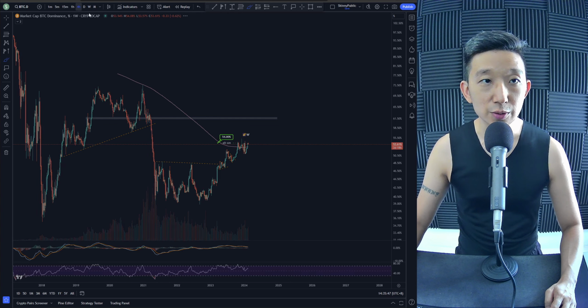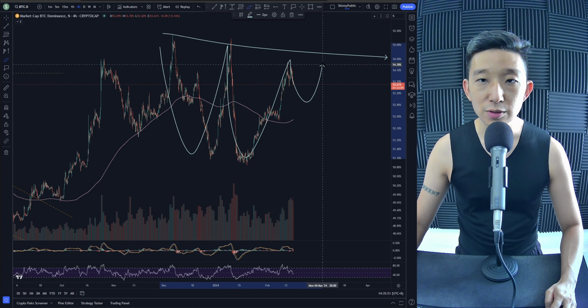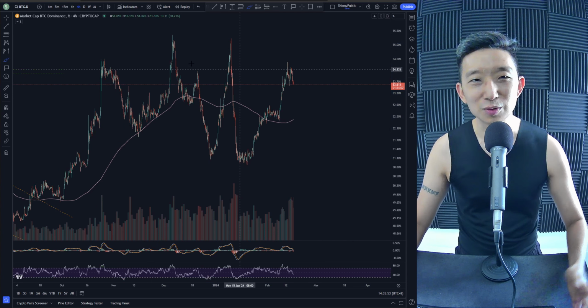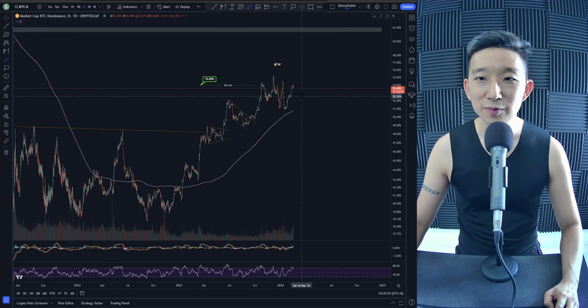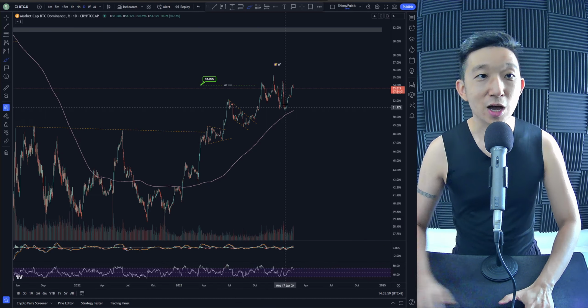Could we still hit higher? Of course, we could. So it feels like we're about to complete an inverse head and shoulders. Potentially, right? Again, it's not confirmed yet. So, there you go. That's Bitcoin dominance for you.